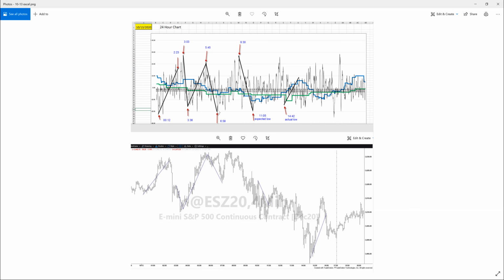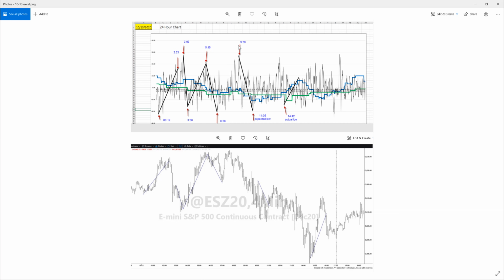Then the next setup, we get a slight upward move on our gray and blue line, and then they both start to turn down again. And we've got a gray line spike peak at the open right at 9:30, setting up a real nice short.